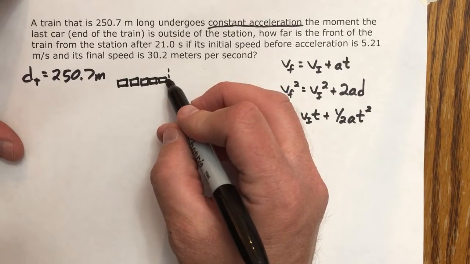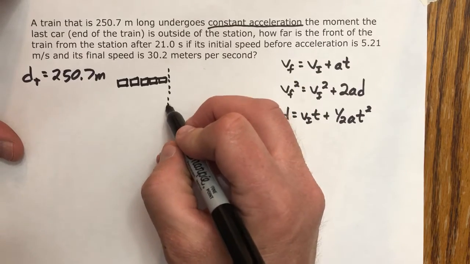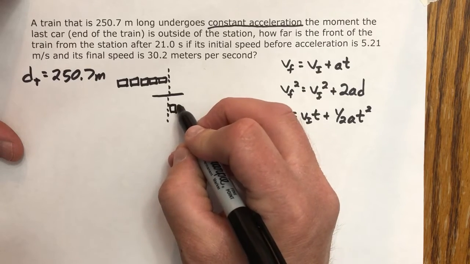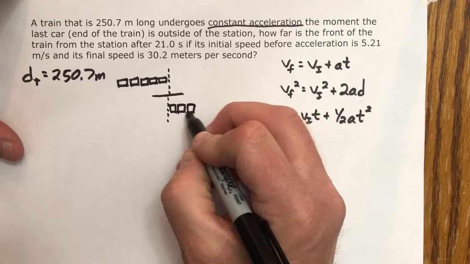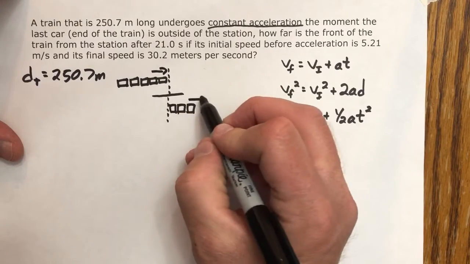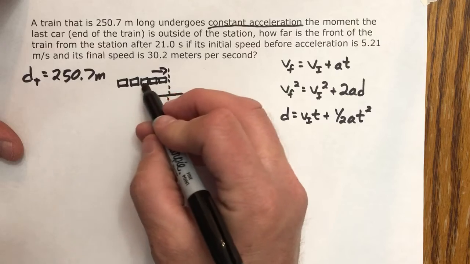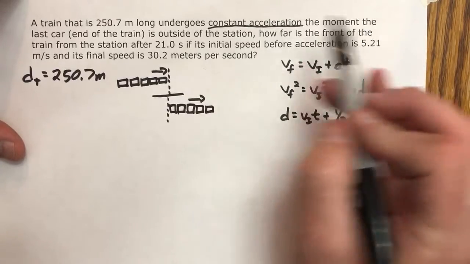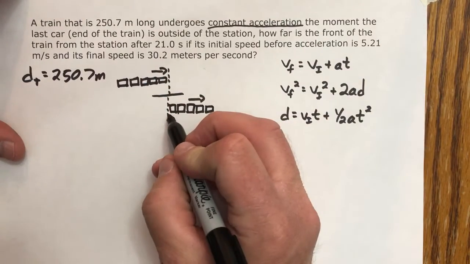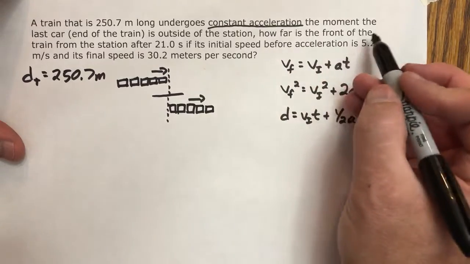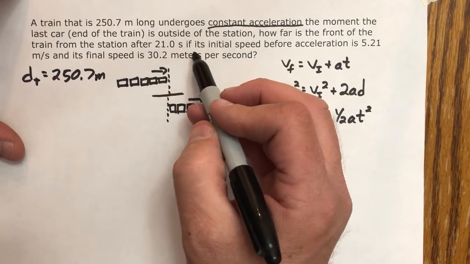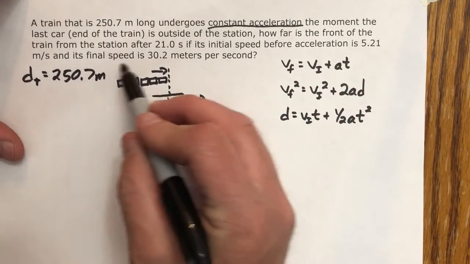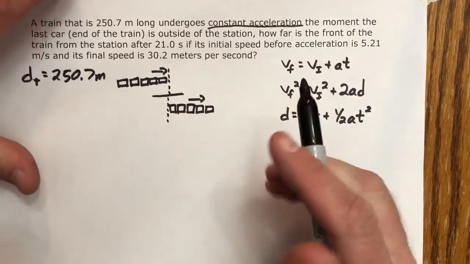So the train starts here. And then this is like a second little frame, my little comic strip here. Now the train is outside of the station, and it is moving in that direction. How many do we got? 1, 2, 3, 4, 5, 1, 2, 3. There we go. There's my train moving that way. And it says, the moment the last car is outside the station, right here, how far is the front of the train from the station after 21 seconds? If its initial speed before acceleration is 5.21 and its final speed is 30.2. Okay, that's just a bunch of mumbo jumbo.